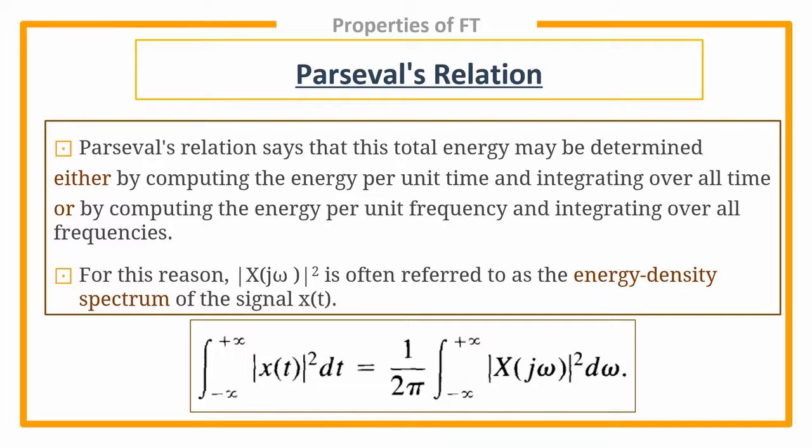Similar to what we had in Fourier series, we have Parseval's relation, which gives a relation between the energy of the signal and the Fourier transform, which is given by this relation. In this equation, the mod of x of j omega squared is often referred to as energy density spectrum of this signal x of t.